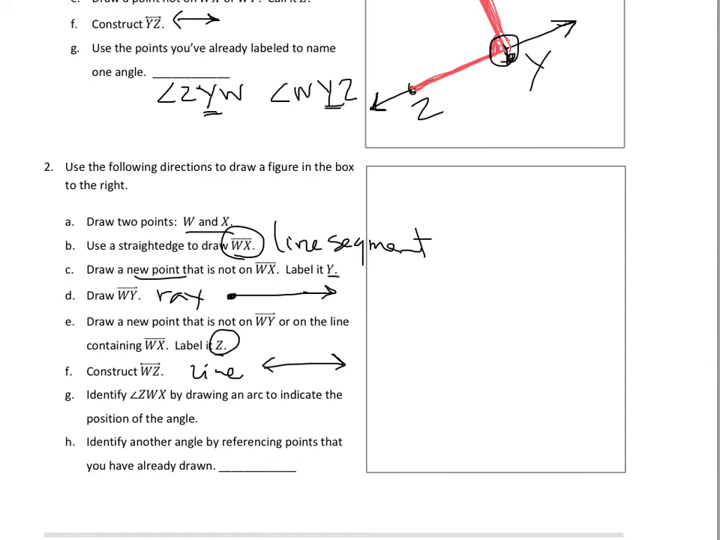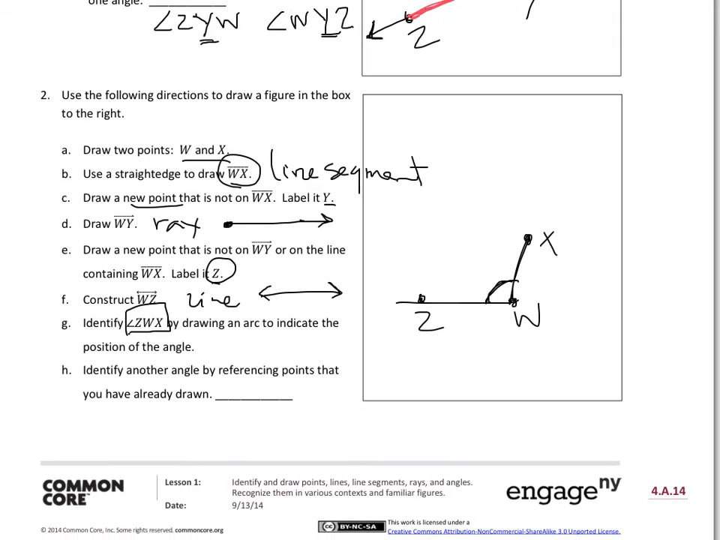And then they're going to, when they get to the angle ZWX, they're going to draw an arc. So for instance, here, say here was my ZWX. What the arc is simply showing is the opening. That's the arc that they're referring to. And then writing another angle by referencing the point you've already drawn. So if they see that angle, they can just rename it.